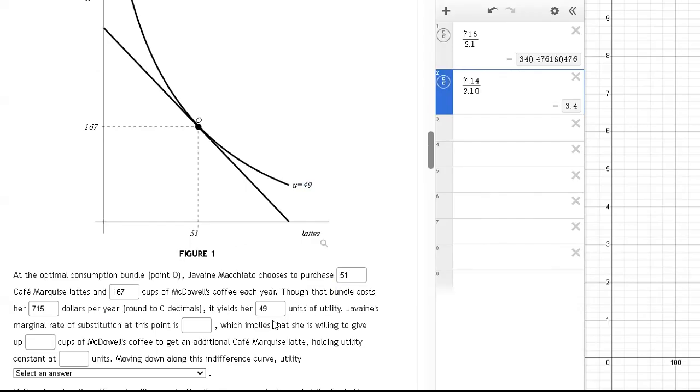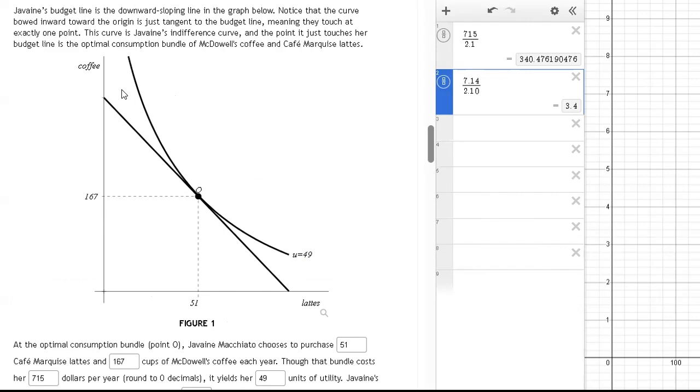Now, the marginal rate of substitution is the slope of the indifference curve. Notice the MRS is pretty large here, but it's pretty small here. I'd rather walk this part of the line from this point up to that point than have to walk from here up to there. This is a very steep climb. This is not a very steep climb. So the marginal rate of substitution along this curve changes as we buy more and more lattes and fewer coffees.